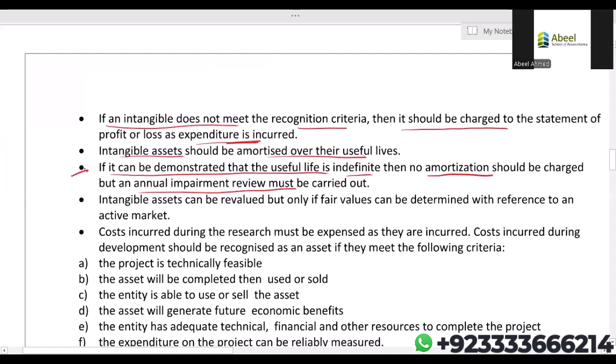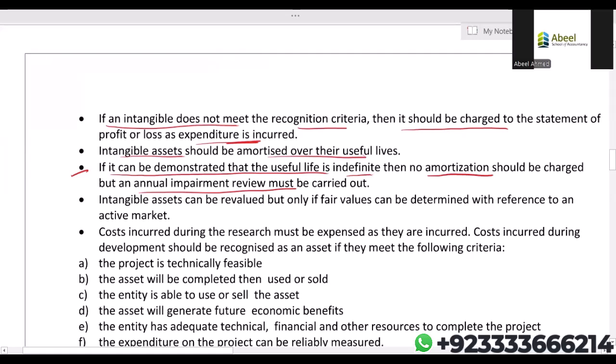If it can be demonstrated that useful life is indefinite. Let's say right now we cannot estimate the useful life. The life is so big. In that case, no amortization, but you have to carry out the impairment review annually, irrespective of any indicator of impairment loss. Now the question is how it is possible that an intangible asset has an indefinite life.